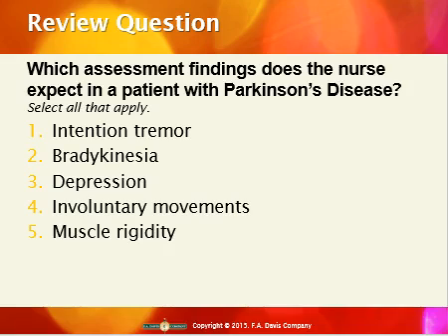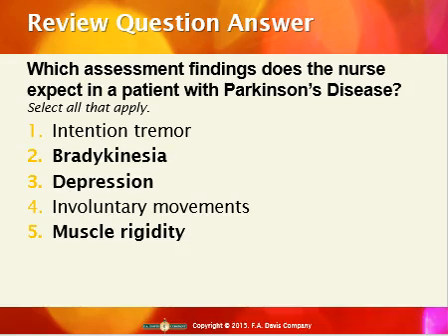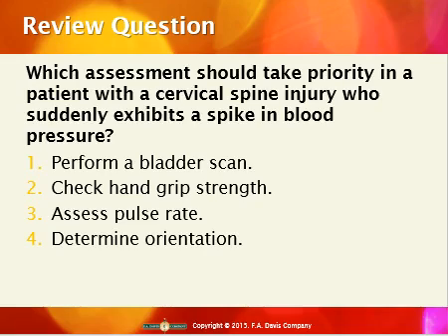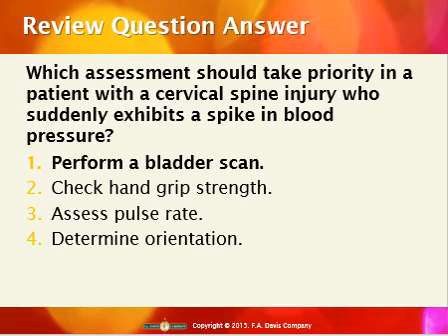Review questions. Which assessment finding does the nurse expect in the patient with Parkinson's disease? Select all that apply. Your answers are 2, 3, and 5. Which assessment should take priority in a patient with a cervical spine injury who suddenly exhibits a spike in blood pressure? Your answer is number 1, perform a bladder scan.